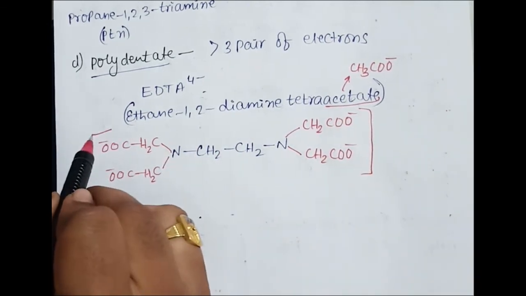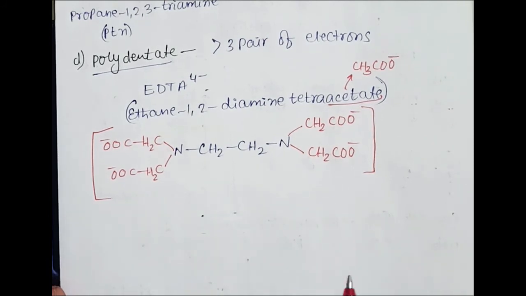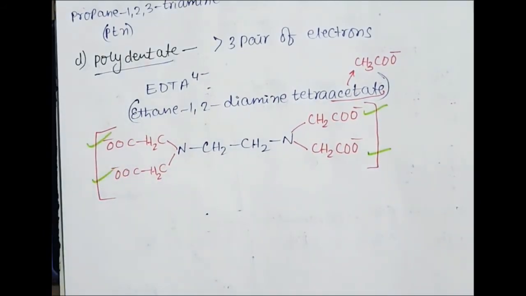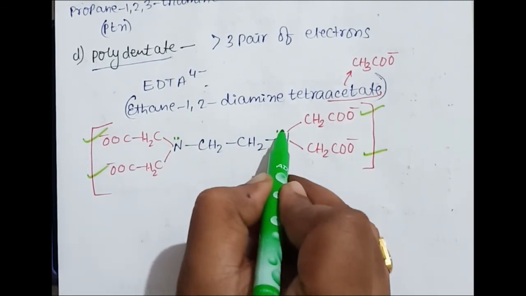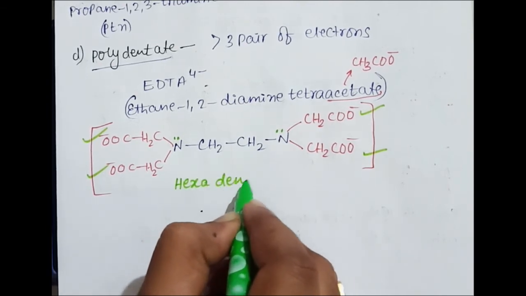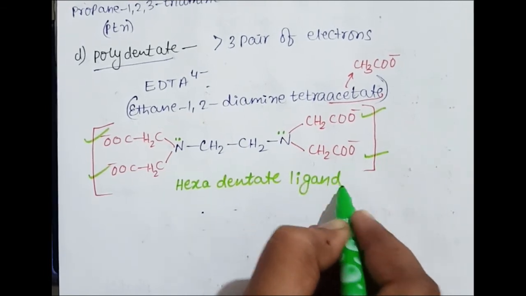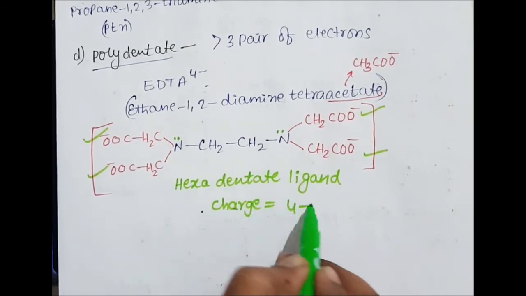Many times board asked question, even JEE also, IIT also. Which of the following is the correct structure of EDTA, like that they can ask. Now tell me its denticity. How many electron pairs can it donate? 1, 2, 3, 4. 4 pairs? It is wrong. One more. 5 pair and 6 pair. Therefore, it is called hexadentate ligand. But the charge on this is 4-.